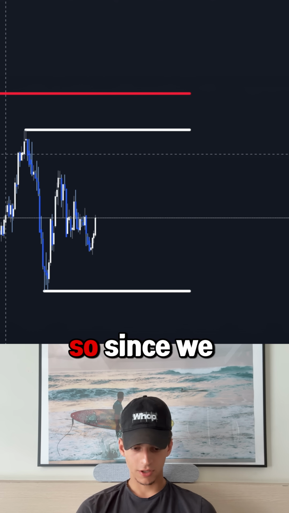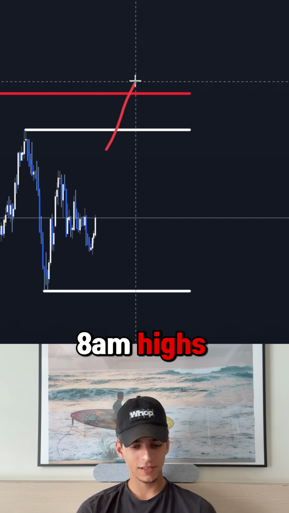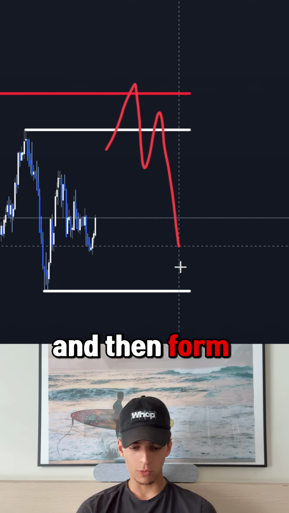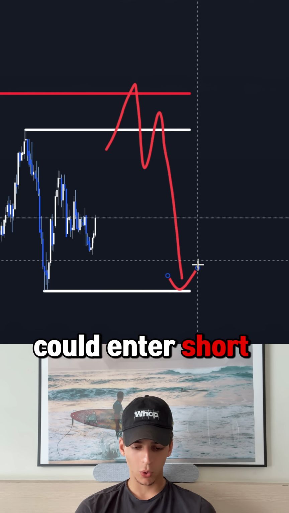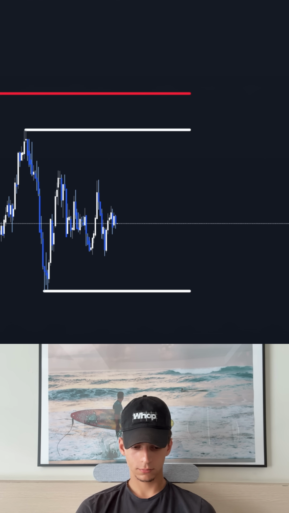Now let's continue. So since we have a key level at the highs, we want price to sweep those 8 a.m. highs, tap into the key level, and then form that reversal signal so that we could enter short targeting the opposing end of that 8 a.m. range. Let's see what happens here.